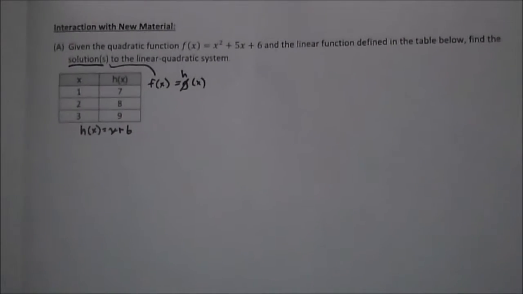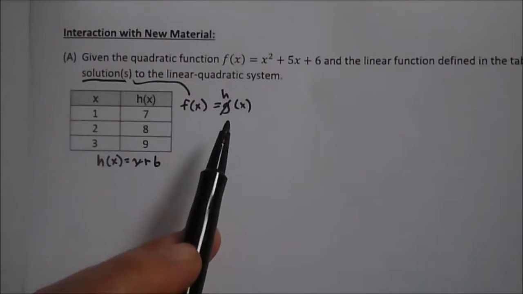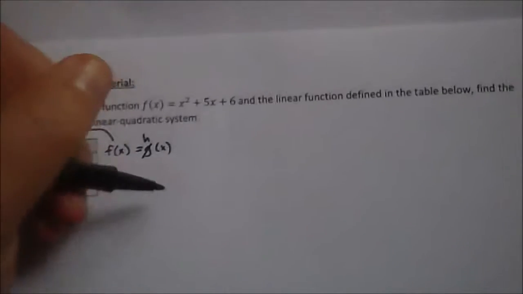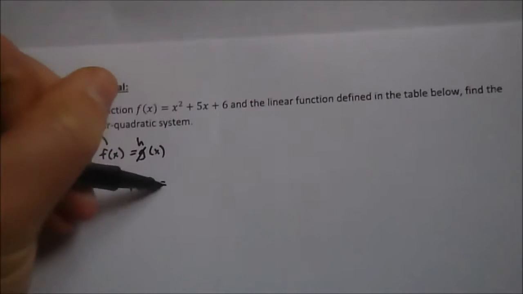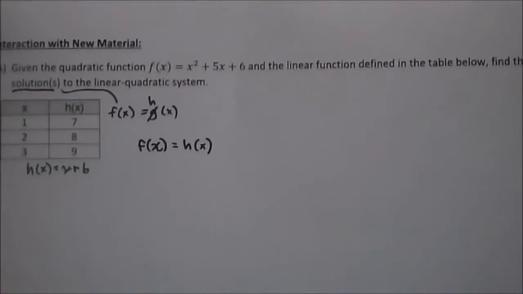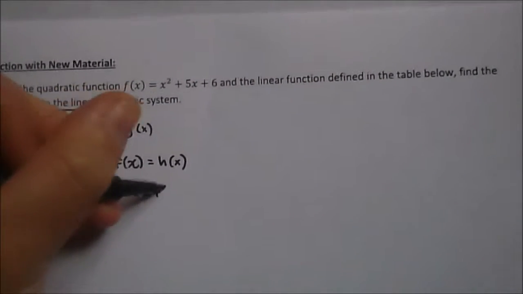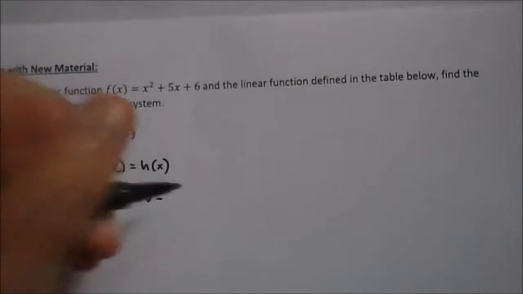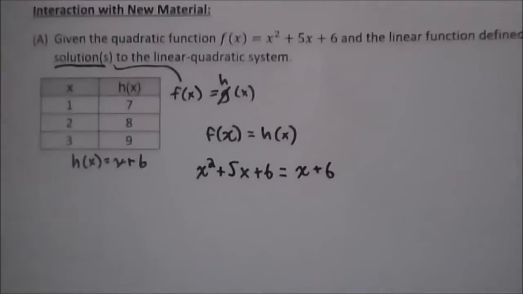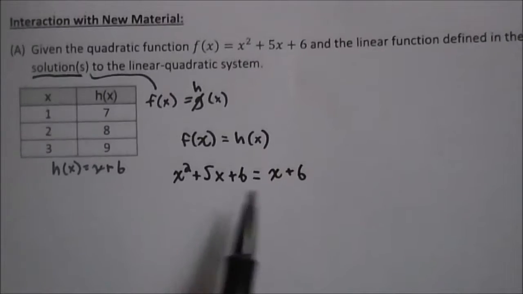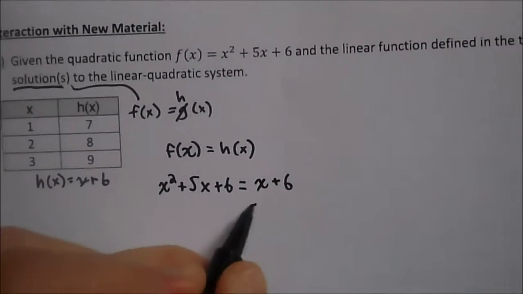So now, I know that I'm looking for the point where f of x is equal to h of x. So I'm going to set those equations equal to each other. f of x equals h of x. And I'm going to substitute in my two equations. x squared plus 5x plus 6 is equal to x plus 6. And just like I did in the think about it, I can use these two equations and combine them so I have one single quadratic.